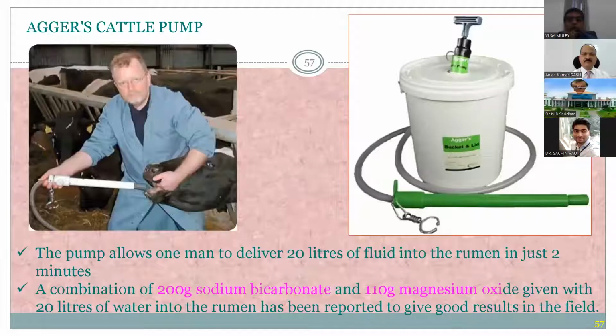Hence, this is called Ager's cattle pump, and many times this is available on Amazon, or you can get such a pump and use it. It allows one man to deliver 20 liters of fluid into the rumen in just 2 minutes. So one can purchase this type of pump, available on Amazon.com.